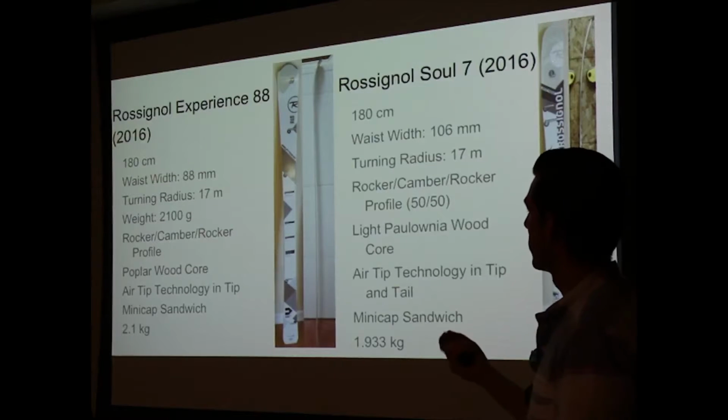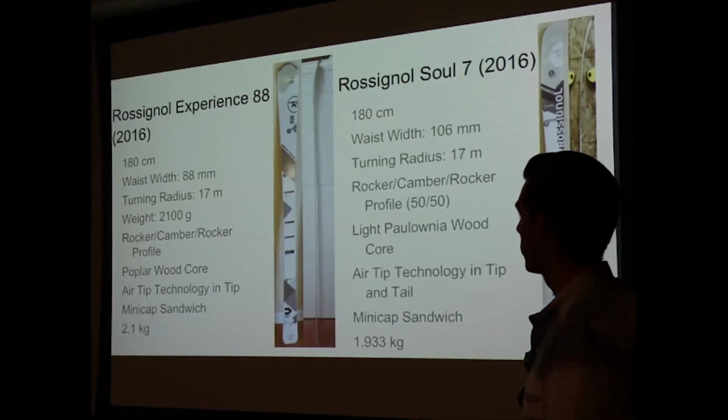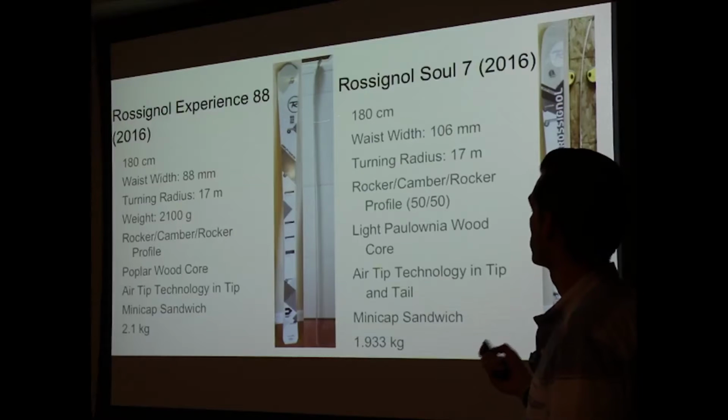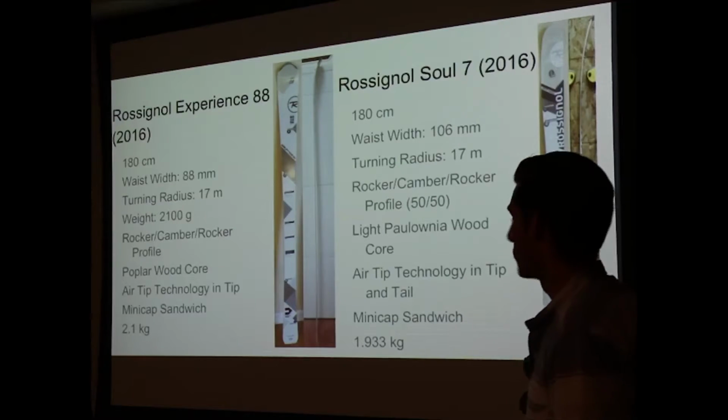And then I have the Experience 88, another all-mountain ski, 88 millimeters underfoot, 180 centimeters tall, so it's a little bit taller. This one does have rocker camber as well, and it is a wood ski. This does have the air tip technology just in the front tip there. So they did try and lower the moment of inertia a little bit.